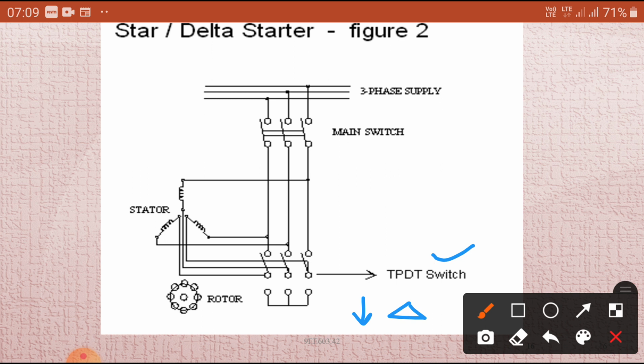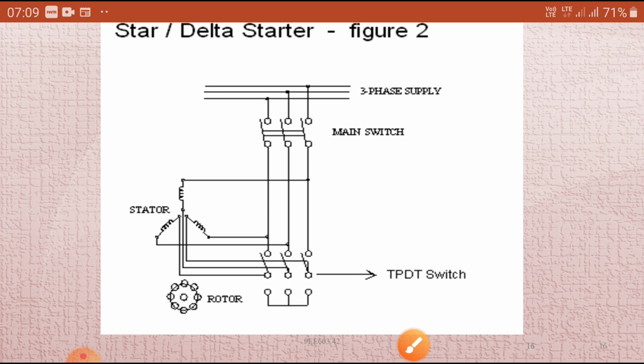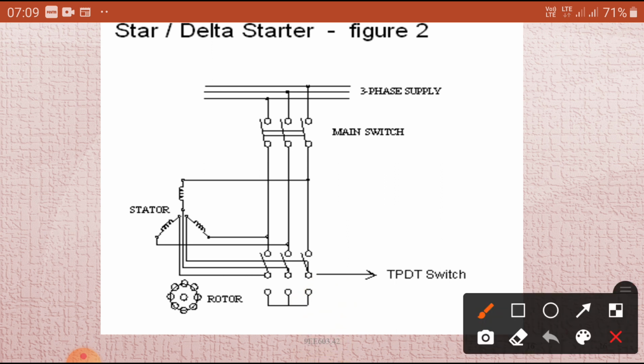Okay. So, extremely sorry. What has happened here initially? This is the start position. This is the run position. Initially, what will happen? I am going to throw this triple pole double throw switch in this direction. Then my winding is connected in star.